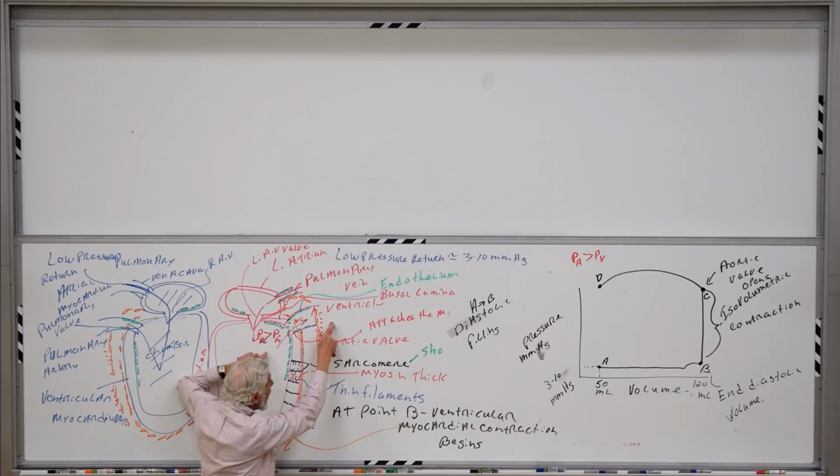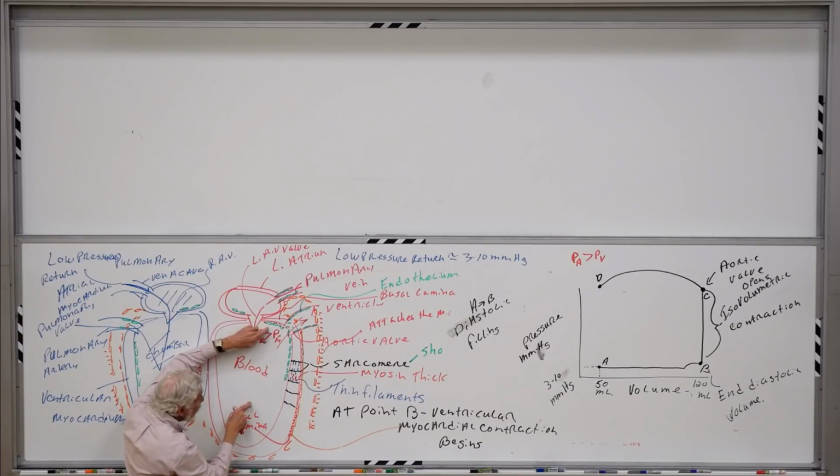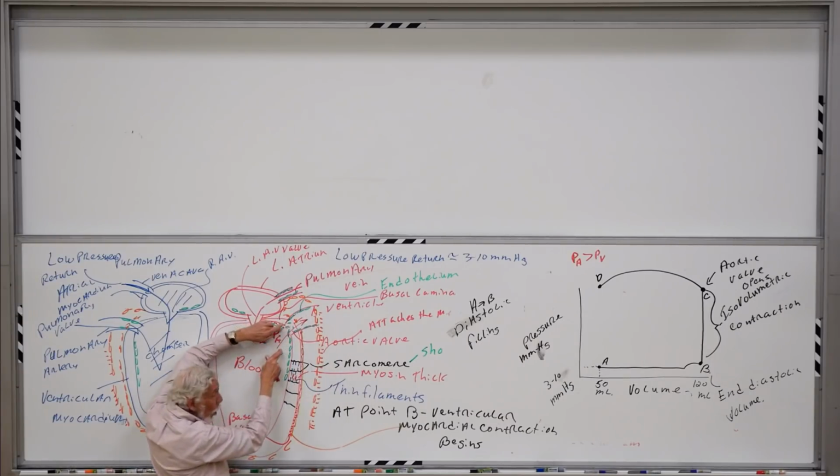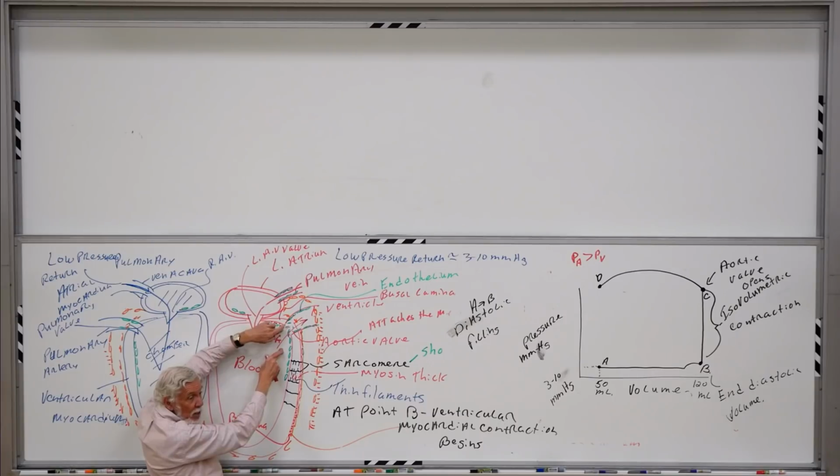And then following that, when the pressure in the aorta is greater than the pressure in the ventricle, that pressure closes the aortic valve and you hear the dub. That's the snapping shut of the valve.